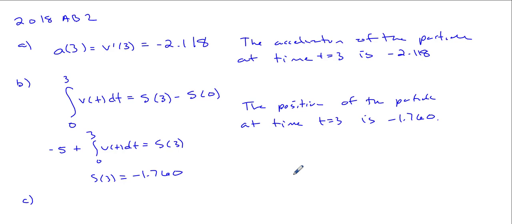That's exactly right. So the next part of the question says, interpret the meaning of each integral in the context of the problem. The first one would be the displacement of the particle from time 0 to 3.5. And the second integral would be the total distance traveled from 0 to 3.5. Now, which number should be bigger? Total distance traveled. Could they be equal?